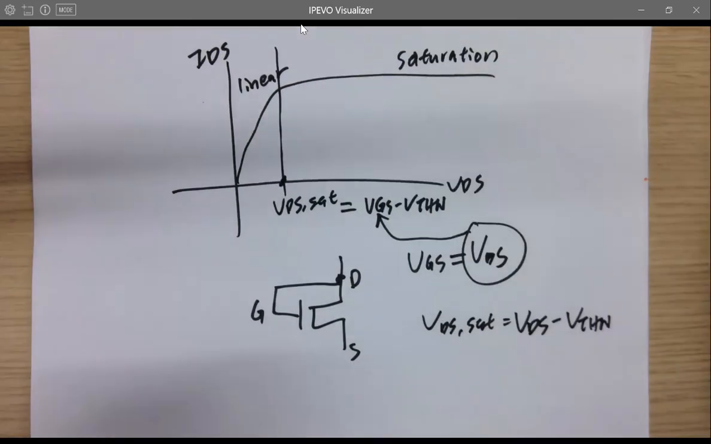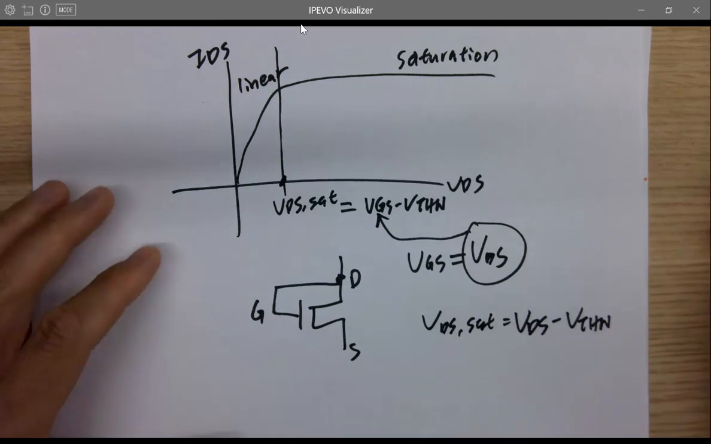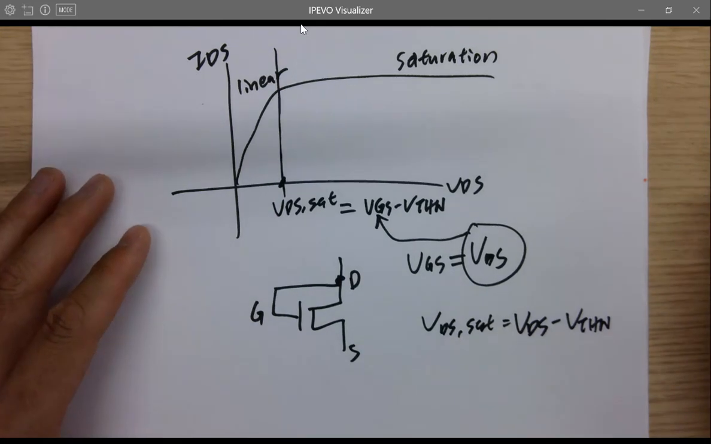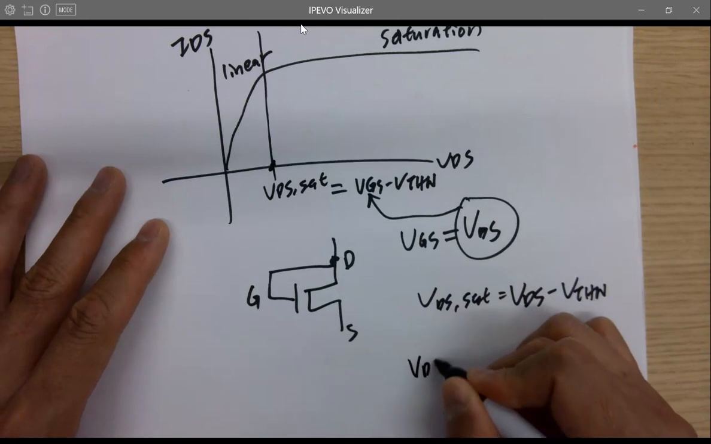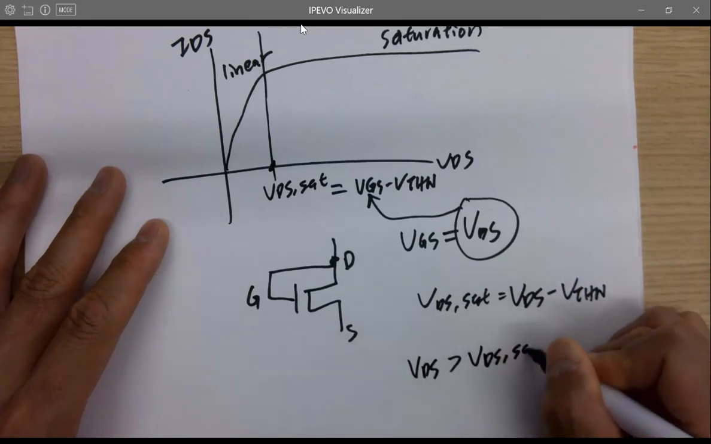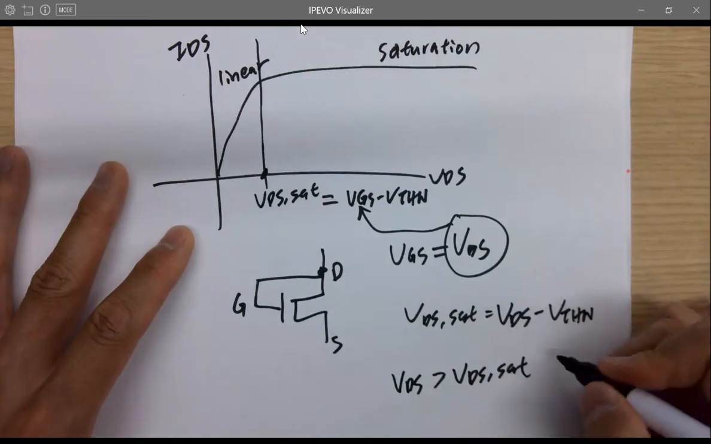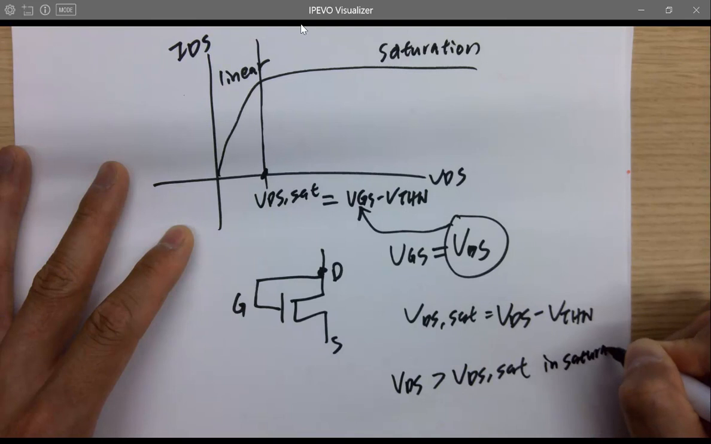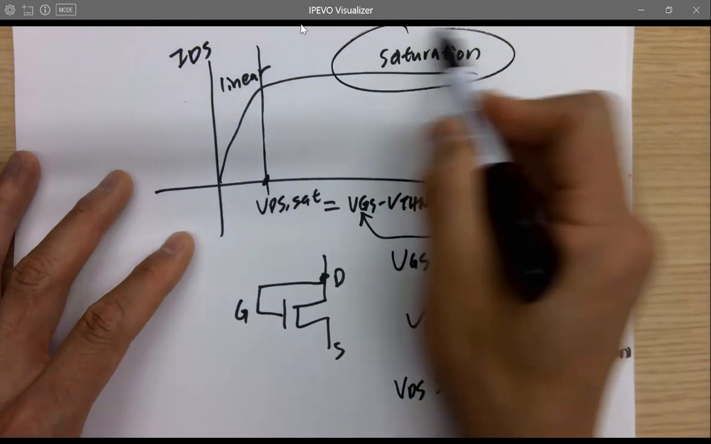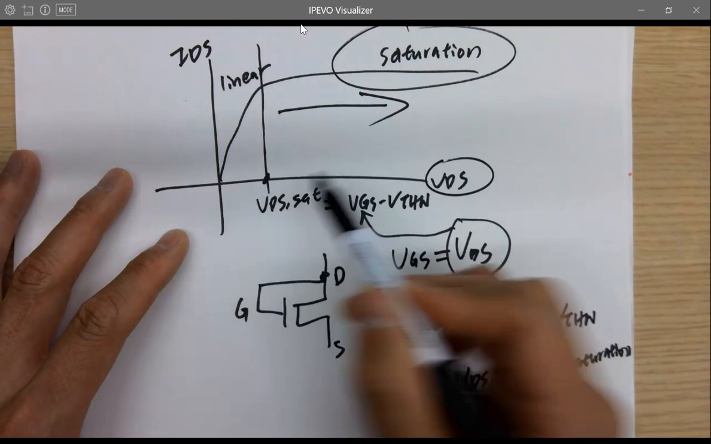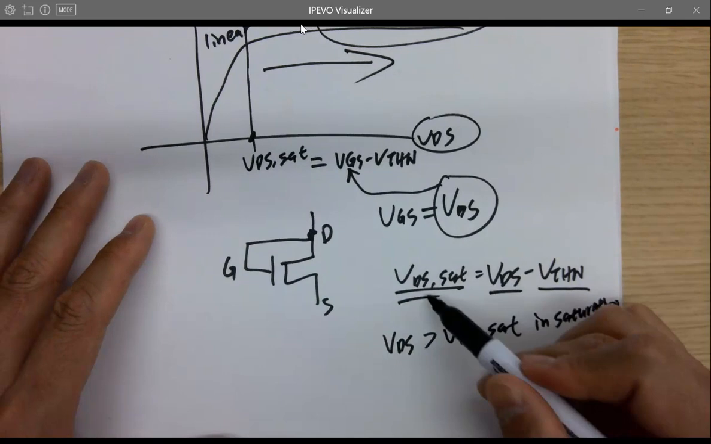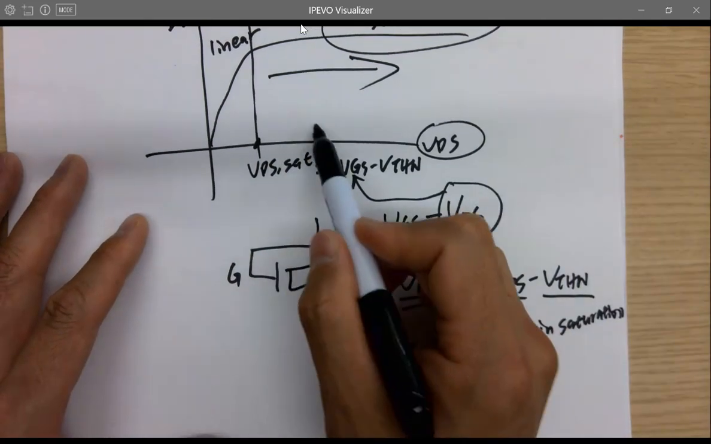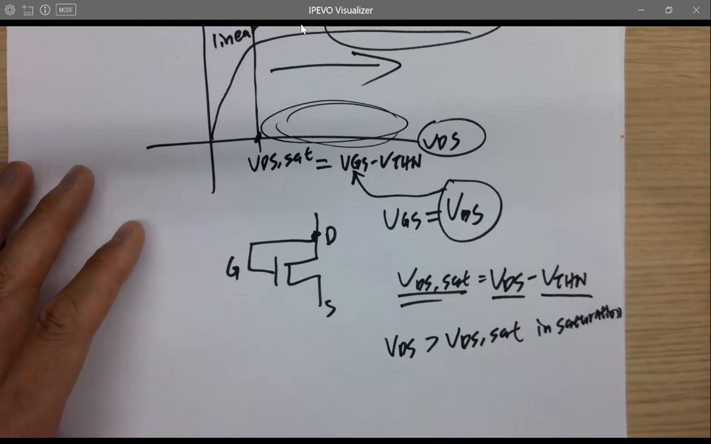So what's the conclusion here? Why? Because the condition is VDS must be larger than VDS set in order to put this one in saturation, by looking at the curve. Here's saturation, in this direction, so VDS must be larger than VDS set. And now VDS set equals VDS minus something, so VDS is always larger than VDS set. It will always be here. So it's always in saturation.